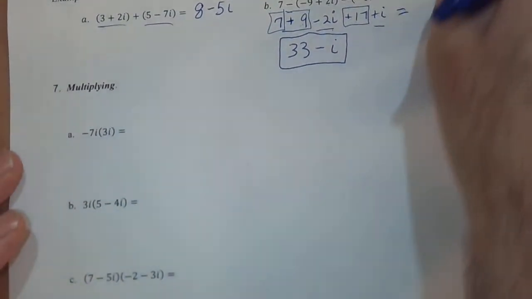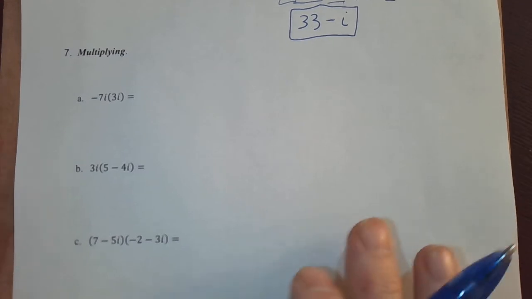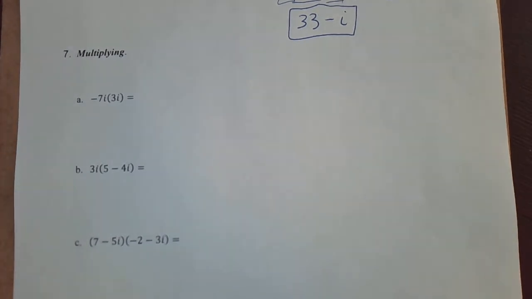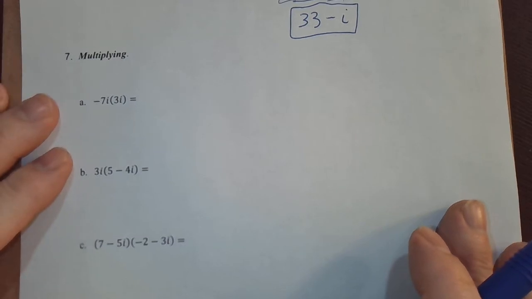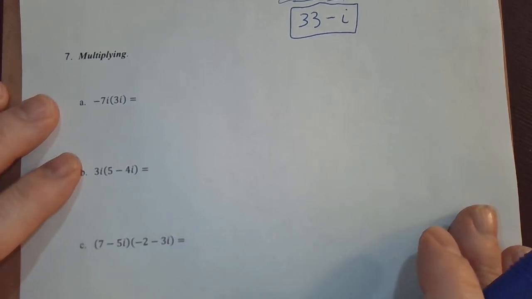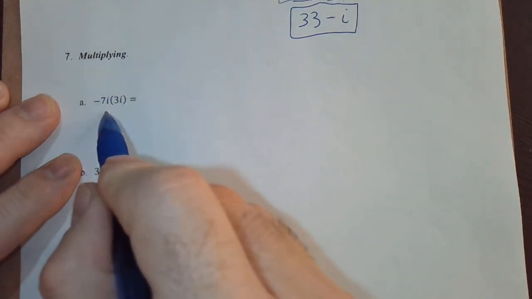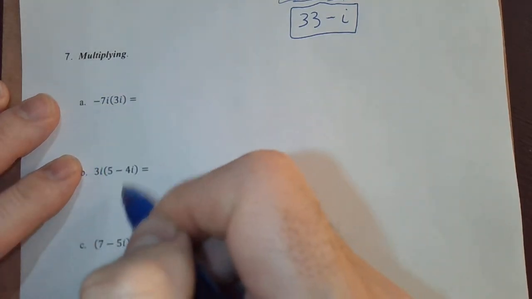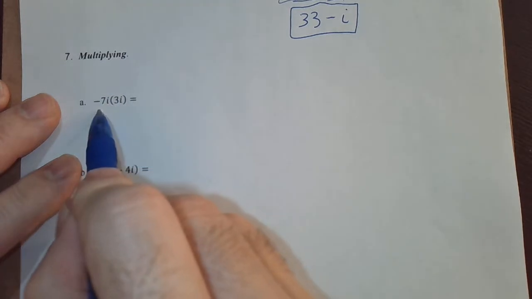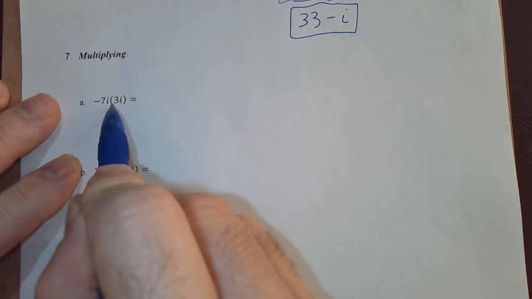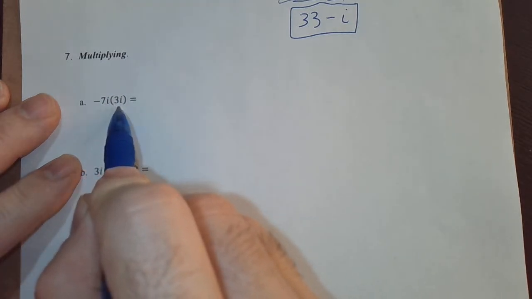All right, well now we're going to jump into multiplying complex numbers together. And it's actually kind of fun. I think you're going to like this. It's pretty straightforward as well. Here we're multiplying negative 7i times 3i. I mean, you could also think of this as negative 7 times i times 3 times i.